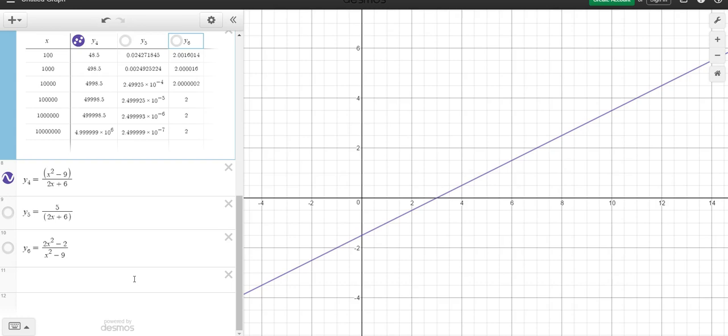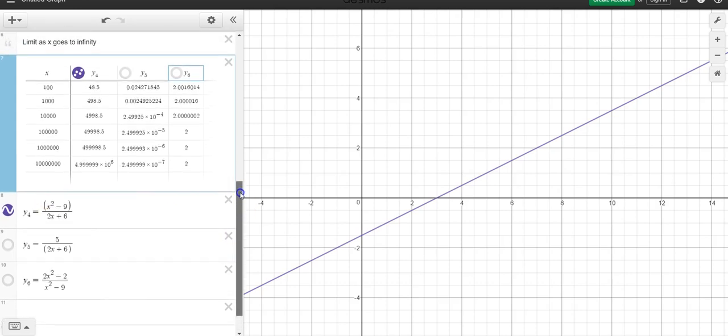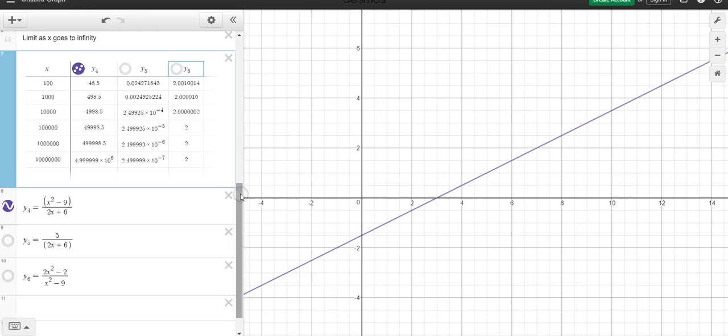In this equation, we're looking at what happens as x goes to infinity now. So let's look at a table of values. If we look at our first equation, x squared minus 9 over 2x plus 6, and we substitute in 100 and then 1,000 and 10,000, 100,000, and so forth, we get 48.5, 498.5, 4,998.5, and then on and on. And these numbers are just getting bigger and bigger and bigger.